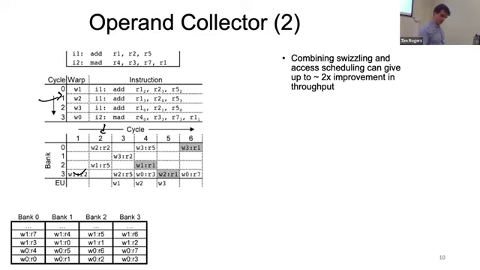So what am I missing here? I did R2, so I need to read R5. So that's what this is. And then I can also perform one read on this one. So this is warp 2 R2. I can do this one in the same cycle.